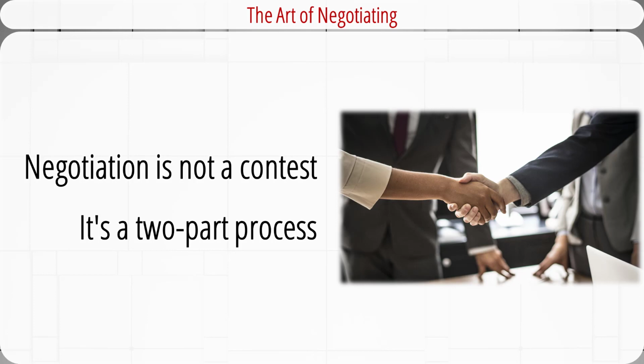Negotiation is more of an art than a science. It's a two-part process. The first part deals with reaching an agreement, and the second part is the implementation of that agreement. The implementation phase determines the success of negotiation. If one party feels bullied or tricked into doing something, this feeling will be reflected by half-hearted performance.